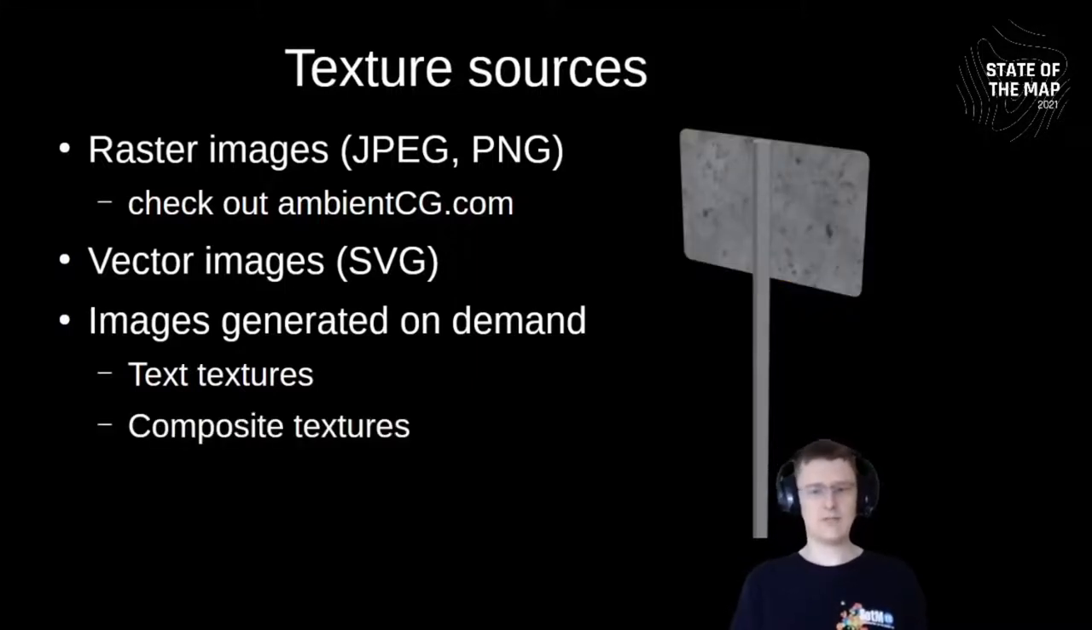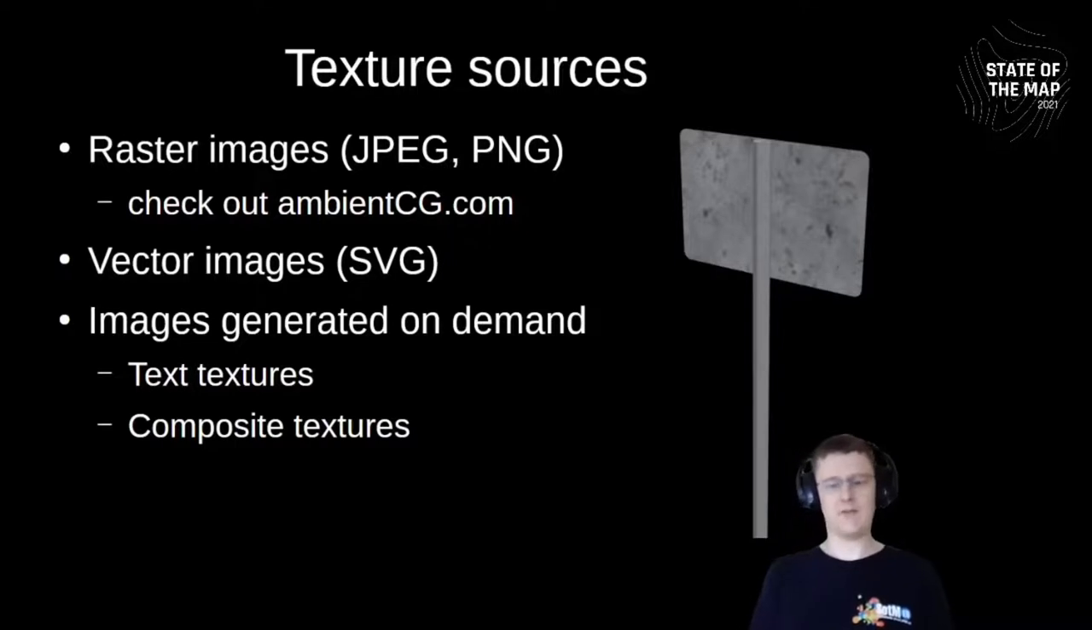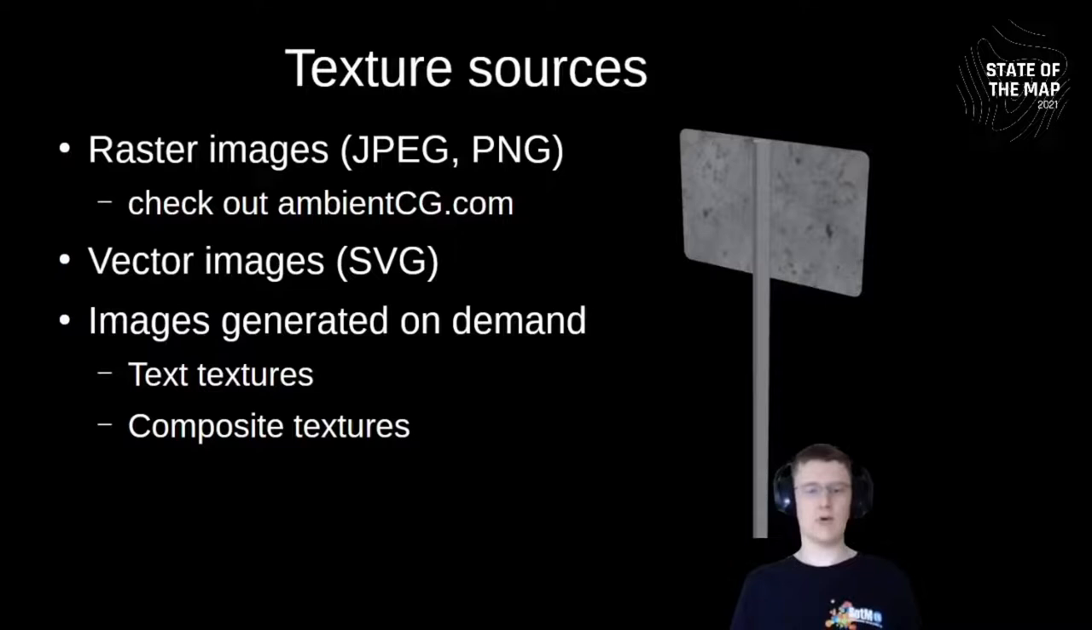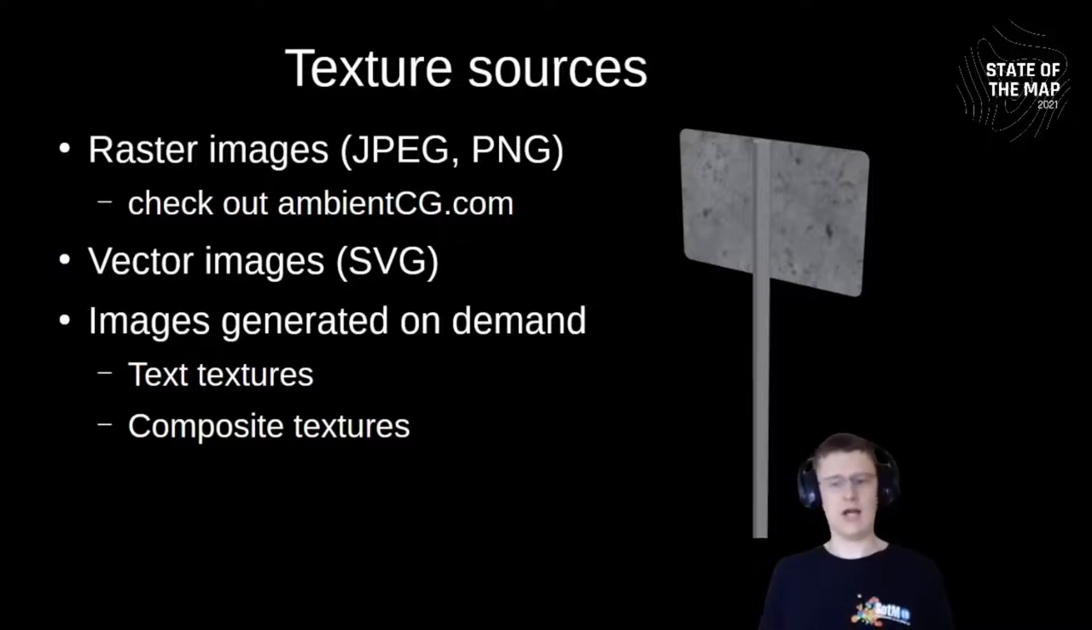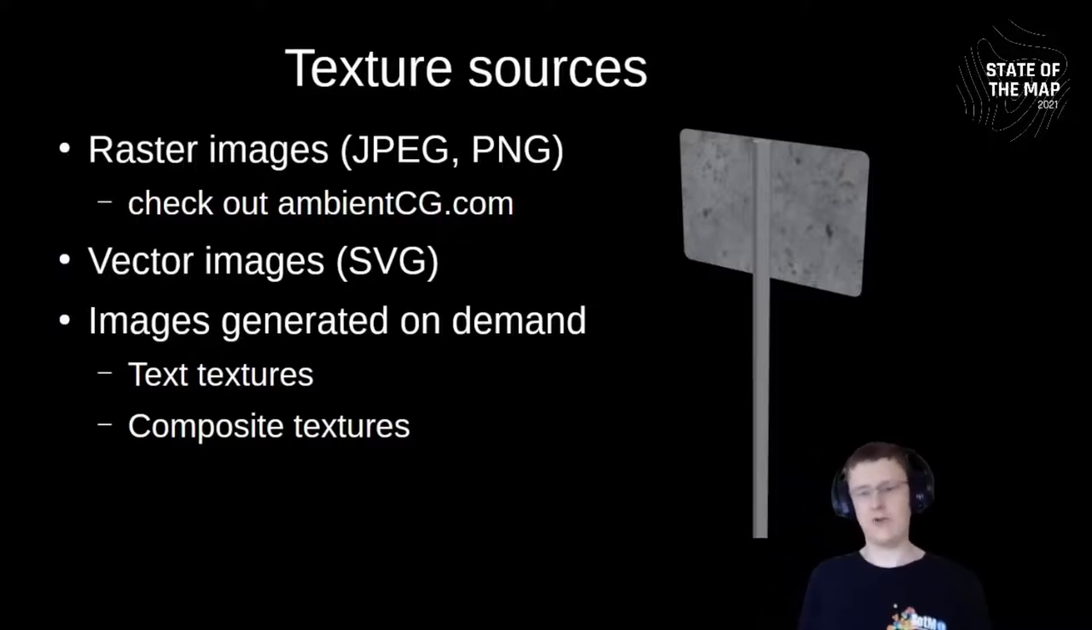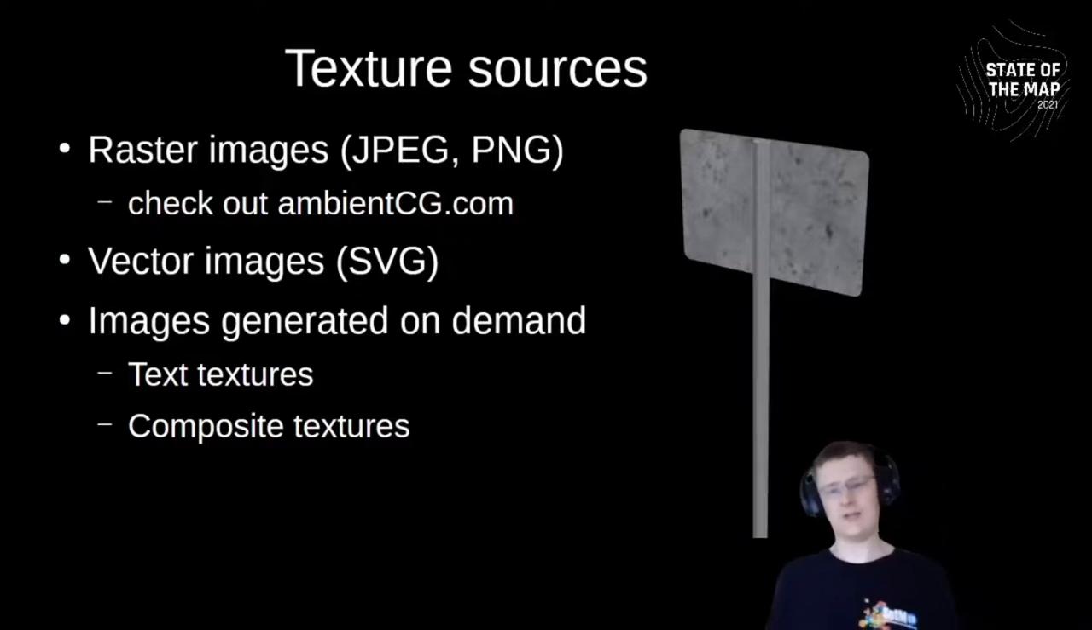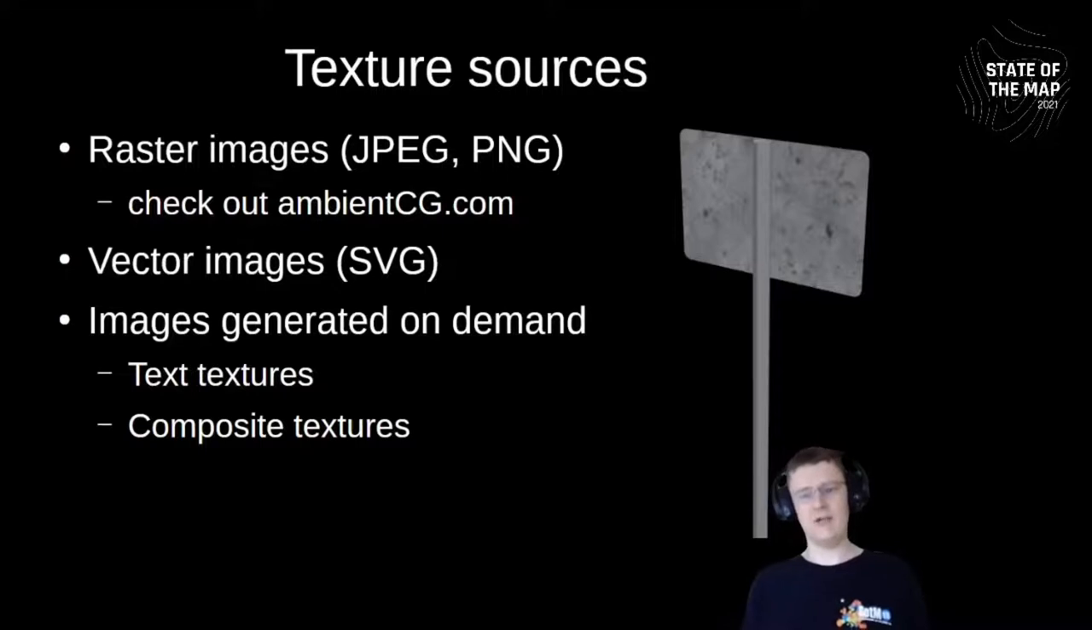Composite textures, another example of an image generated on demand, and we can see an example on the back of this very traffic sign. I wanted to avoid having to store two textures for each traffic sign, a front texture and a back texture. So I'm just using a standard metal texture for the back of each traffic sign, but taking the alpha value, the transparency information, from the front texture to make sure the sign has the same shape on the back as it has on the front.